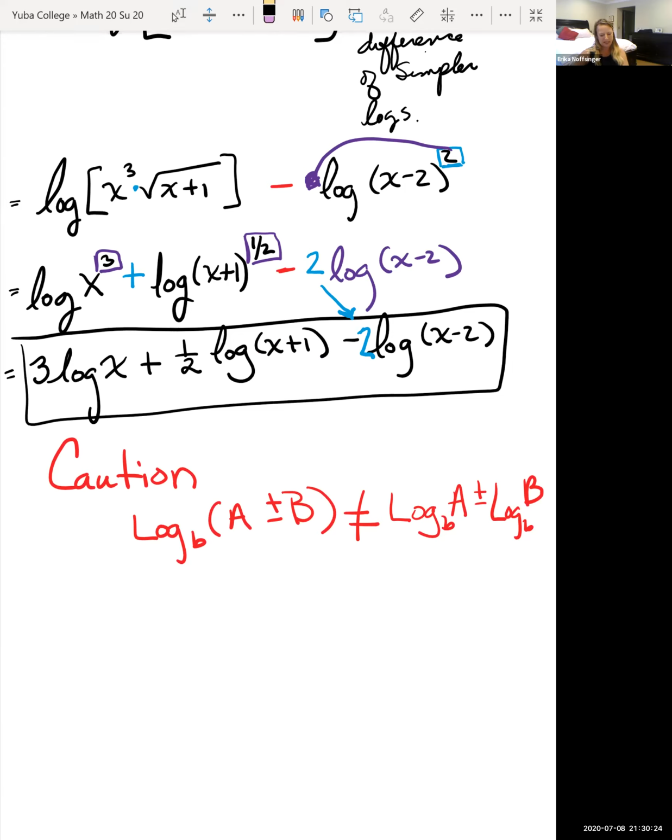So it doesn't make sense to distribute when you're thinking of the answer being the exponent. It's the exponent we would get this back.